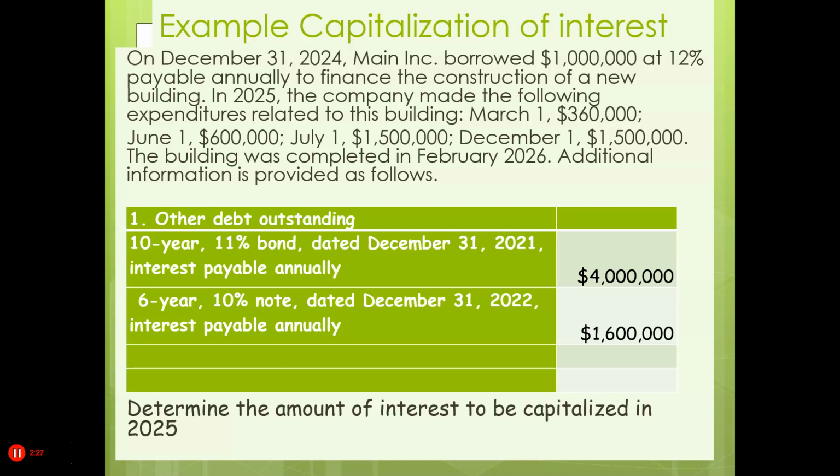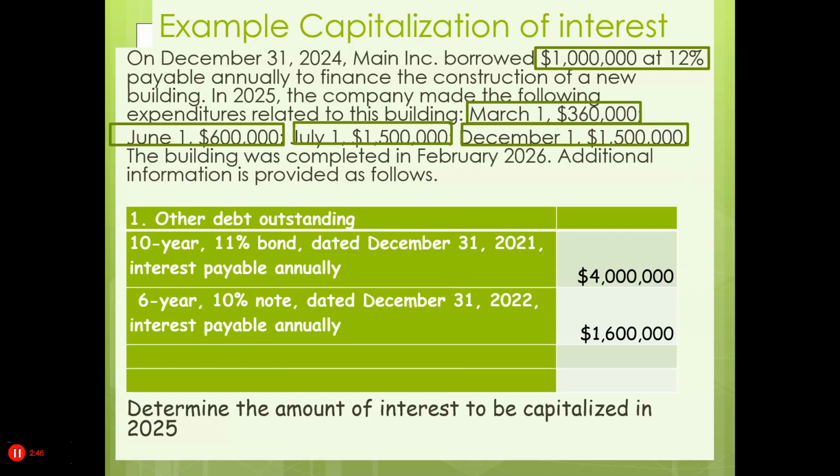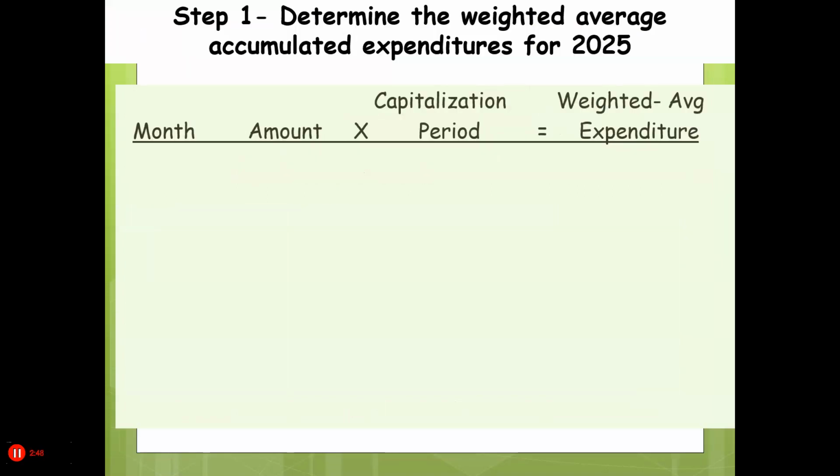So now we're going to determine the interest we have to capitalize. So first, let's take a look at what we need. Well, we need to know how much was unique to the construction project, and that was $1 million at 12%. We know that we started spending in March, and then in June and July and December. And we also know we have those other two loans outstanding. So let's take a look at our expenditures and how long they were outstanding, because we need to get a weighted average for our expenditures.